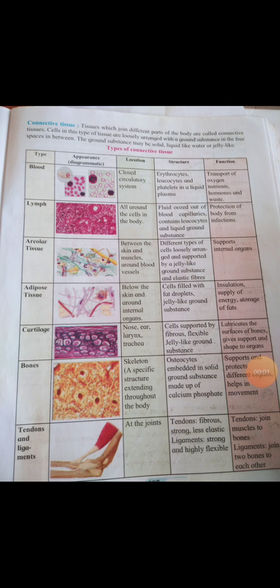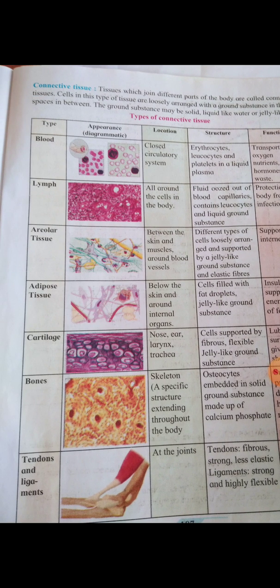Hello students, we are starting lesson 17, Introduction to Biotechnology, and from this we have finished epithelial tissue and their types. Now see the connective tissue. This type of tissue joins the different parts of the body, that's why they are called connective tissues.